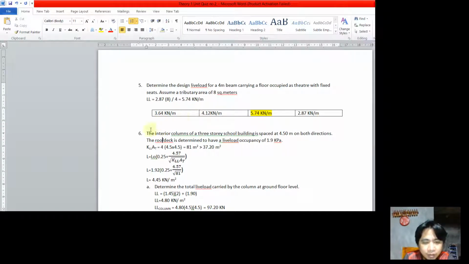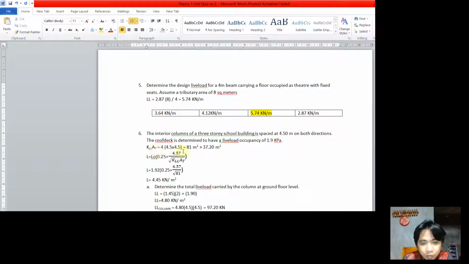Okay, so proceeding to the reduction itself, substitute the values, then we will yield to the reduced live load of 4.47 kilonewton per square meter. This is for just a single live load for a single floor. So what we do for letter A, determine the total live load carried by the column at the ground floor level. We'll just have to multiply it by 2 and then add the roof load.